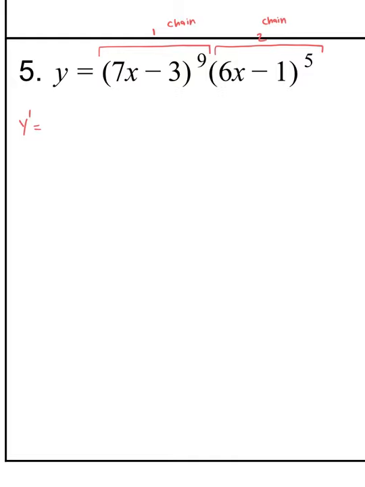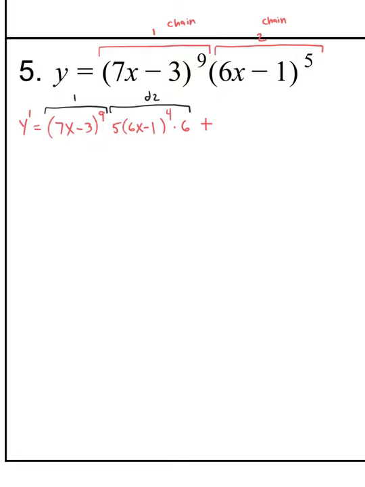The first function as is, 7x minus 3 to the 9th. The derivative of the second, using the chain rule: the derivative of the outer is 5 times something to the 4th. The inner as is, 6x minus 1, and don't forget the derivative of the inner is times 6. So if you're labeling your parts, this is the first function, and this right here is D2, the derivative of the second.